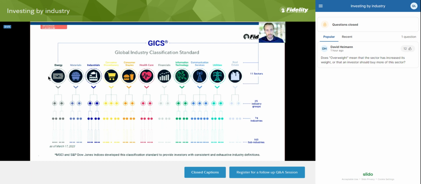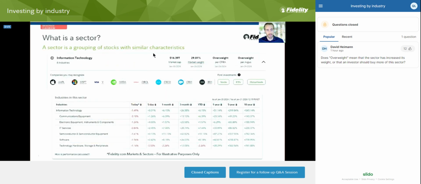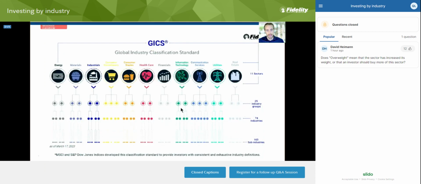So if we have all of these sectors, and as a reminder, a sector is a grouping of stocks with similar characteristics, they can be broken down into a variety of industry groups and then industries, which is really what most folks are thinking of. The industry groups are ways that we can classify things. But once we get to the industries here, a lot of you are going to say, oh, I thought this was a sector in and of itself, because these industries have a very wide degree of how large and how notable they are.